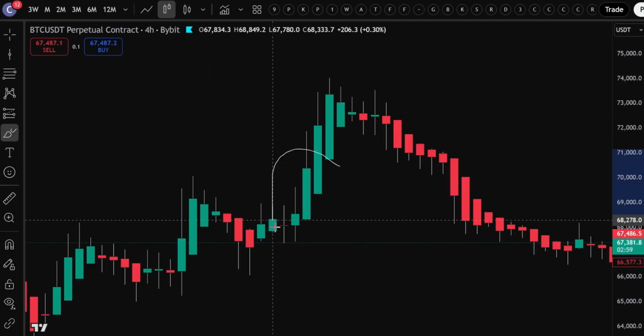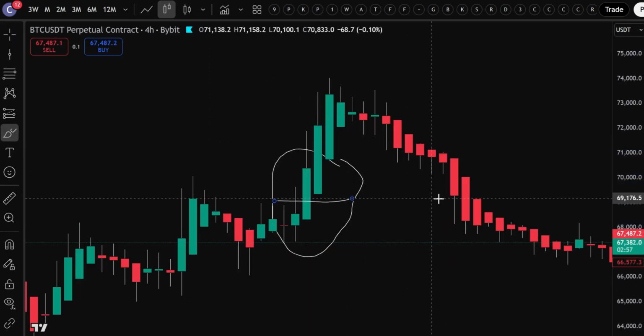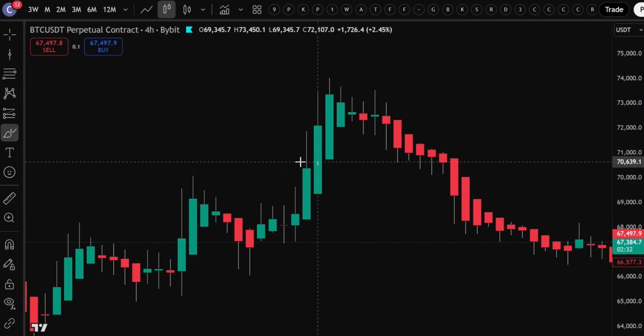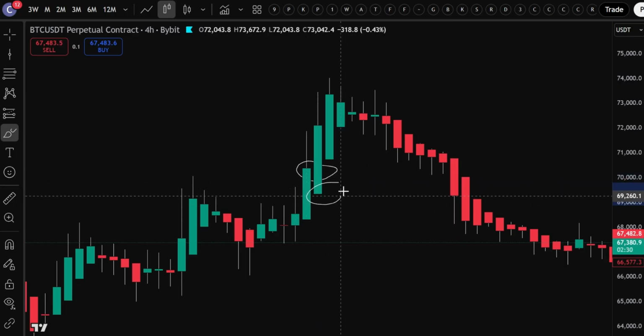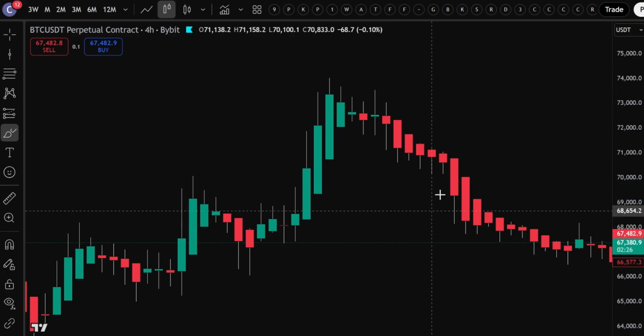Heiken Ashi candles start halfway through the previous candle. As the candle closes up here, it jumps back here, which can confuse beginners. But don't worry, I'm going to show you exactly what to look for.